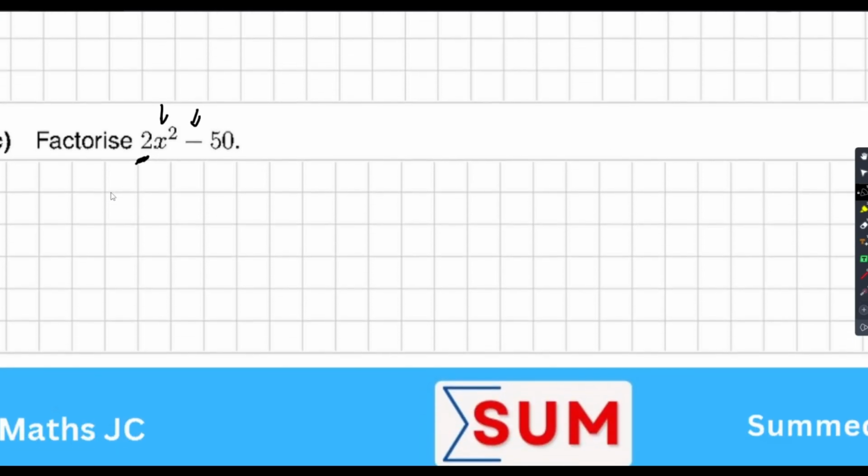So what we can actually do here is use our factorization method number 1. What can we take out of both of these things? Well, we can take out a highest common factor of 2, because 2 divides into both of them. So when we take out that highest common factor of 2, again, we're asking ourselves, 2 multiplied by what gives me 2x squared? We already have the 2, we just need to attach on the x squared. 2 by what will give me minus 50? That's going to be minus 25.